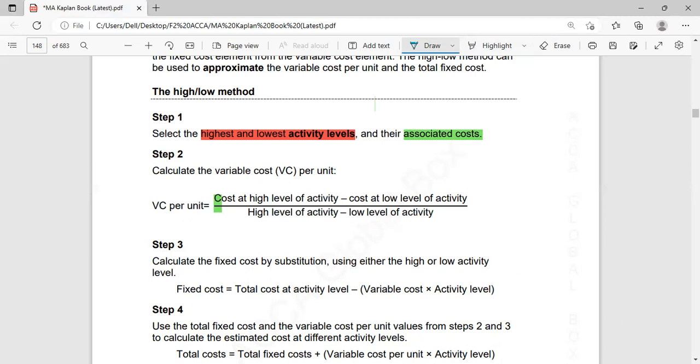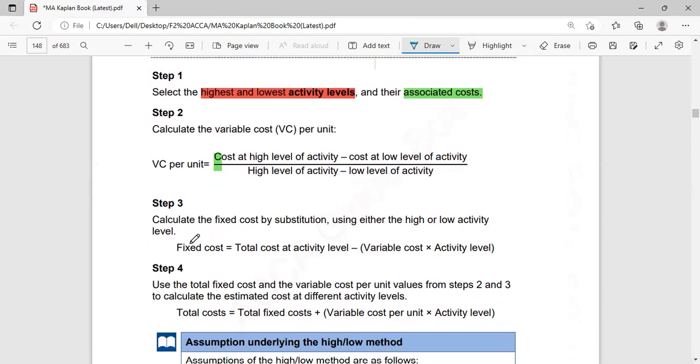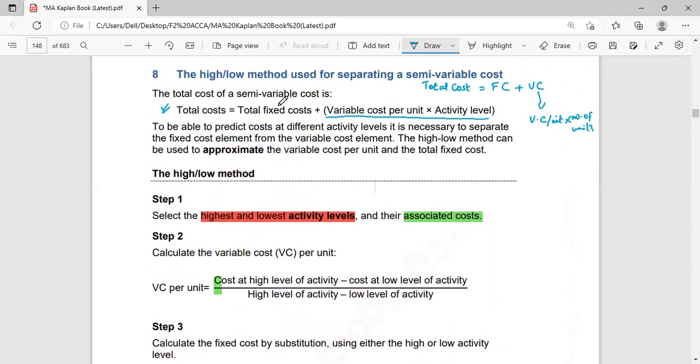Once you have got your variable cost per unit, you will use this formula to calculate fixed cost. Now, the total cost formula was fixed cost plus variable cost, right? So if you want to calculate fixed cost, variable cost is added on this side of the equation. On the other side of the equation, it will be deducted. So the formula for fixed cost will become total cost minus variable cost, right? From this formula, you have to substitute the fixed cost.